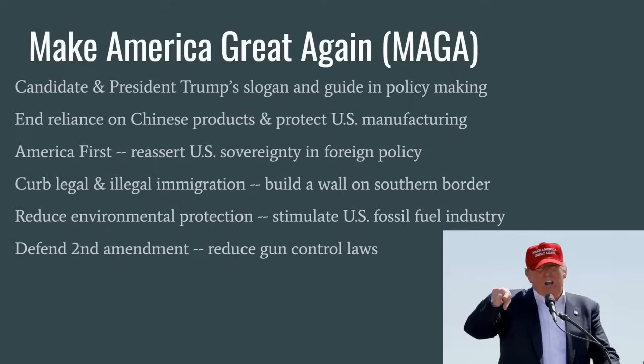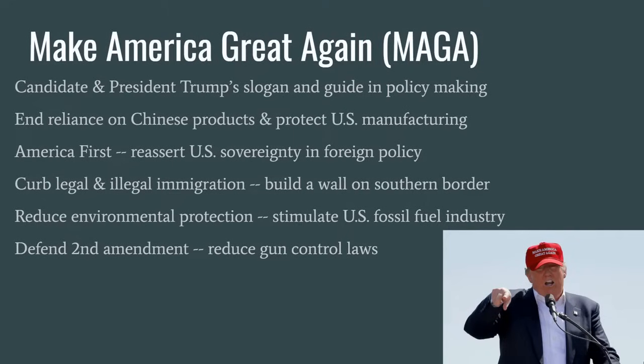Some of the specific positions and policy points which relate to the term are ending America's reliance on Chinese products and protecting and reinvigorating U.S. manufacturing. With this, we saw the return of tariffs, and that halted the previous decade's move towards more free trade. In foreign policy, the term meant an America First approach, which shunned some of the international organizations and agreements like NATO and the Paris Climate Accords. This was to reassert U.S. sovereignty in foreign policy.